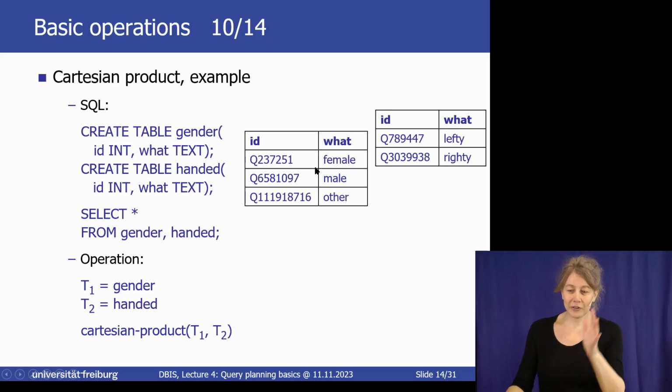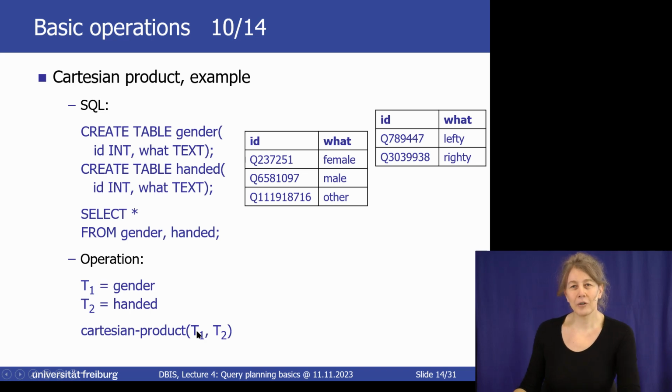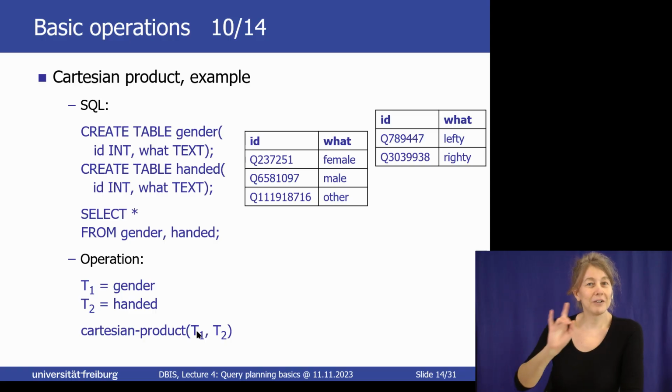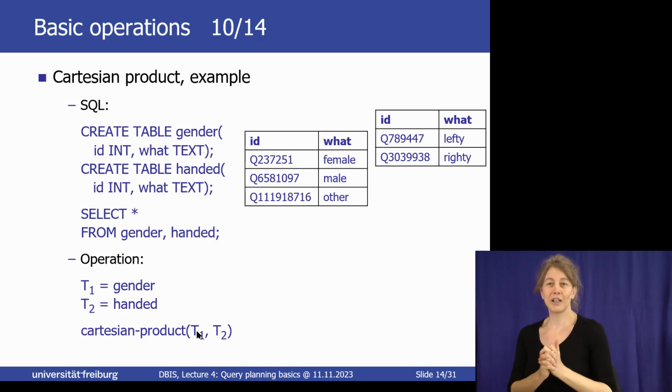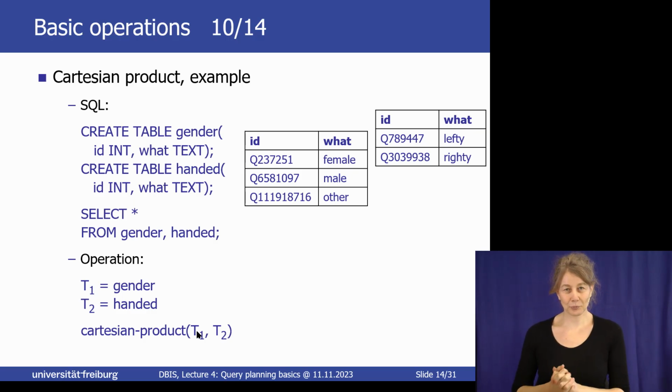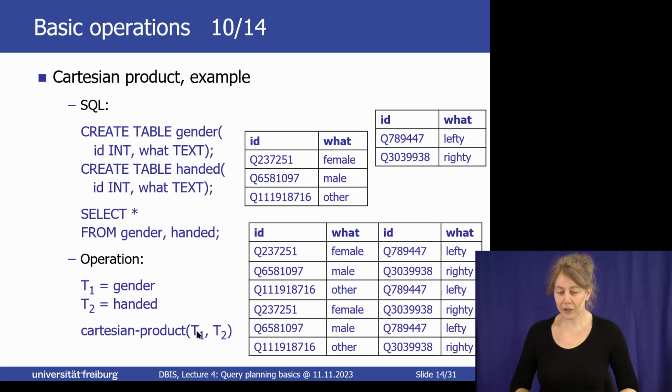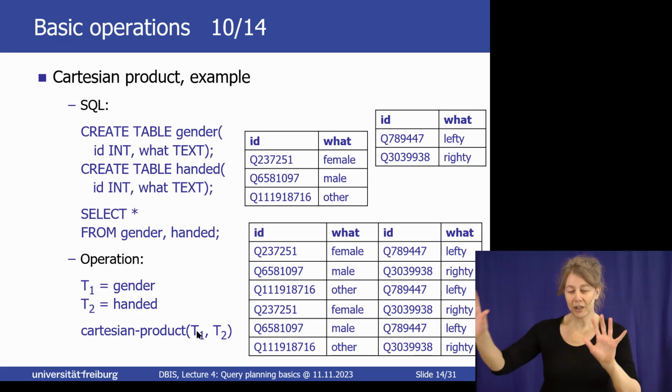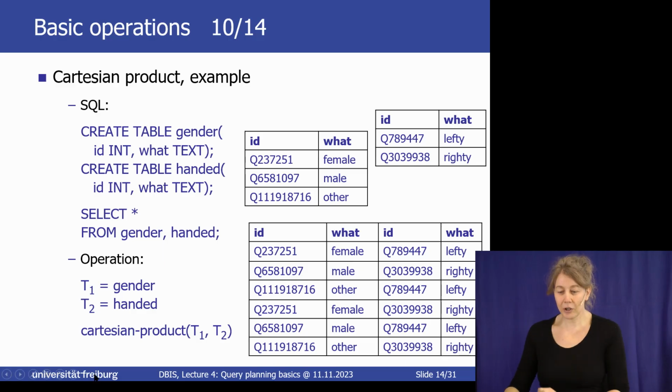So now we have 3 genders and 2 kinds of handedness. And now you tell me the Cartesian product of the 2: how many rows and how many columns, the way we defined it? The result will have how many rows and how many columns? 4 columns and 6 rows. That's correct. Yeah, all combinations: 3 times 2, it's 6, and 4 columns.